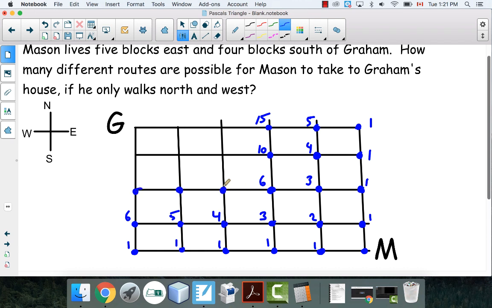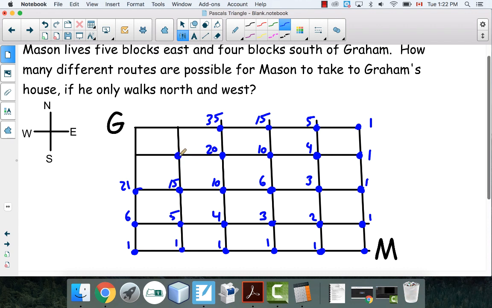This one here, 4 plus a 6, that gives me a 10. 5 plus a 10 gives me 15. And a 6 plus a 15 gives me 21, right there. This dot right here, I have a 10 plus a 10 gives me 20 routes to this one. And from here, I would have 20 plus 15 is 35 routes to that dot.